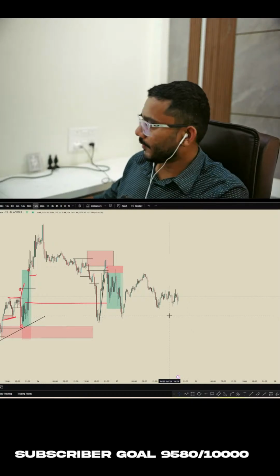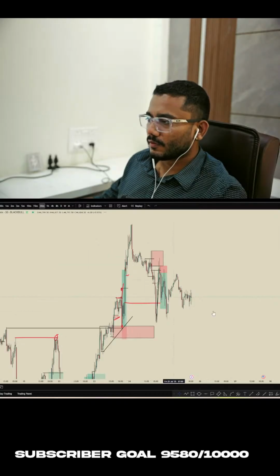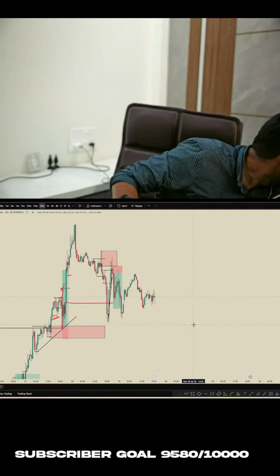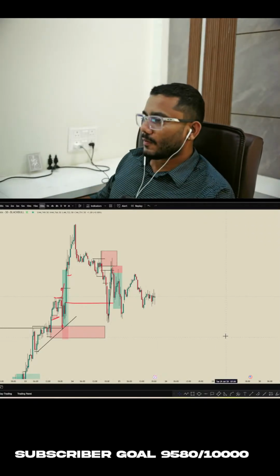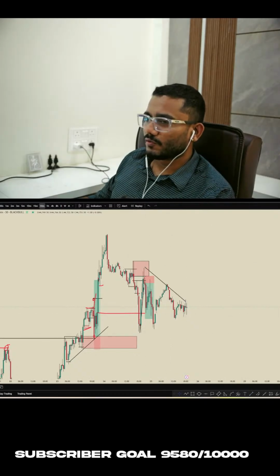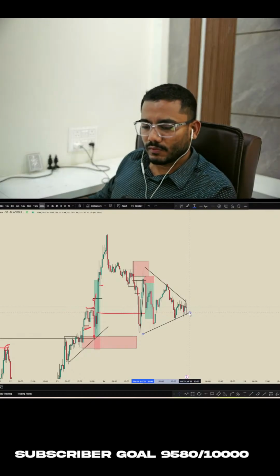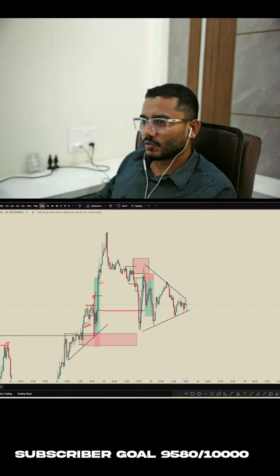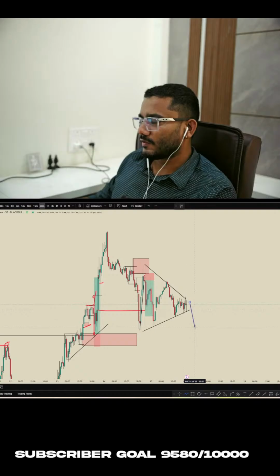Okay, so right now, as we can see, price has created this trend line liquidity. So we can expect a bullish move or a bearish move. We want price to sweep some kind of liquidity, so we can look for in which direction price can continue.